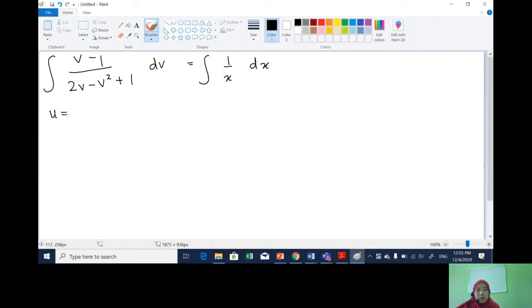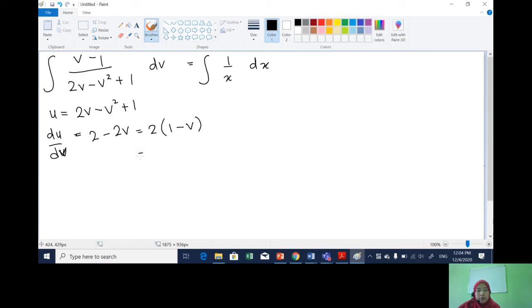So if you choose, let's say, u equal to 2v minus v squared plus 1, then du dv, we differentiate here. We have 2 minus 2v, and differentiating 1 we have 0. This can be factorized, right? Take out 2, then we have 1 minus v.